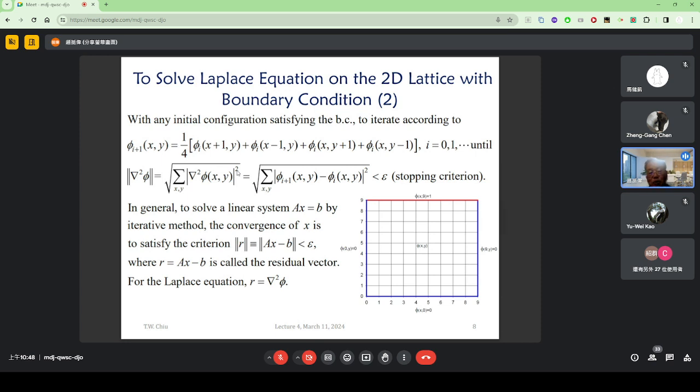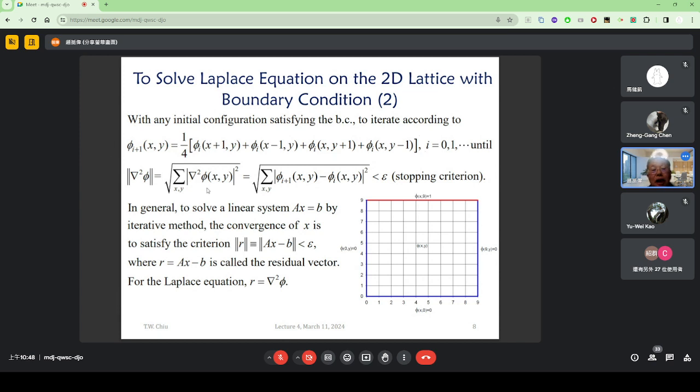And then eventually, after some iterations, the difference between the field at the center and the average of its labels becomes smaller and smaller. That means it is approaching the limit, the state that satisfies this Laplace equation.